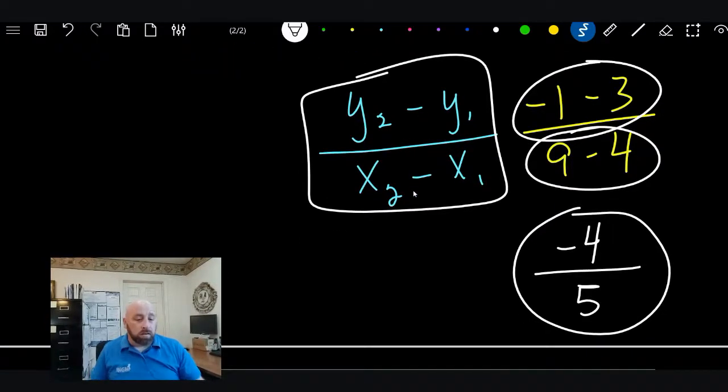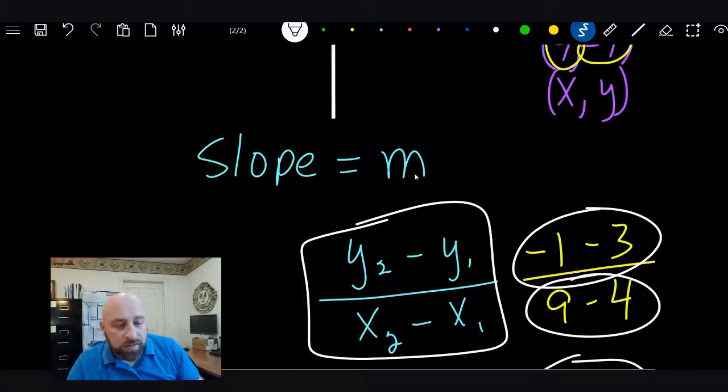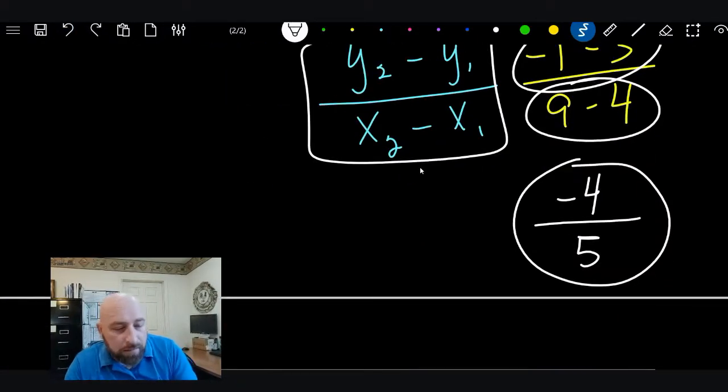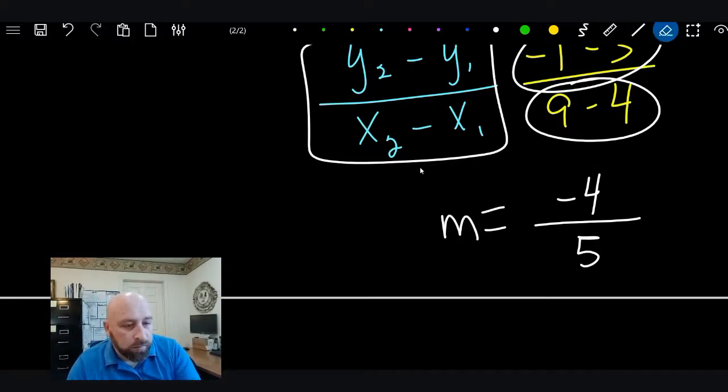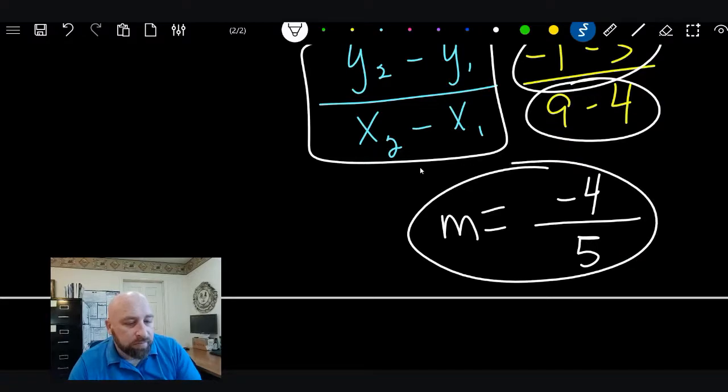-4/5 is our slope. So the way that you would write that is, don't forget, it's m equals slope. So you would write m equals -4/5. And that would be your answer.